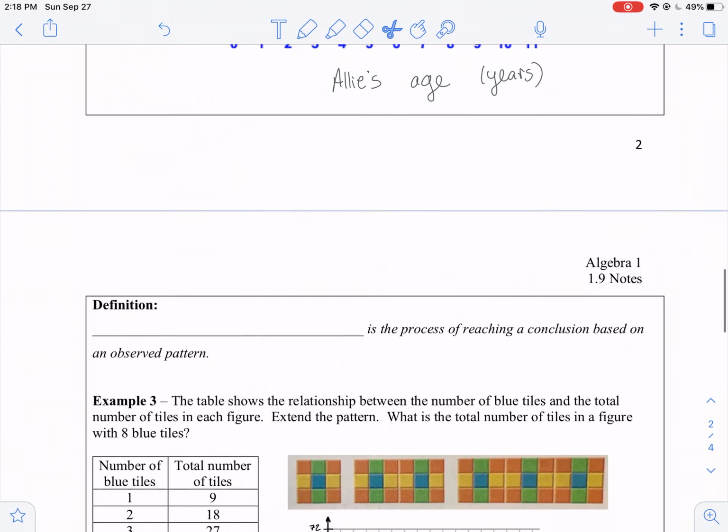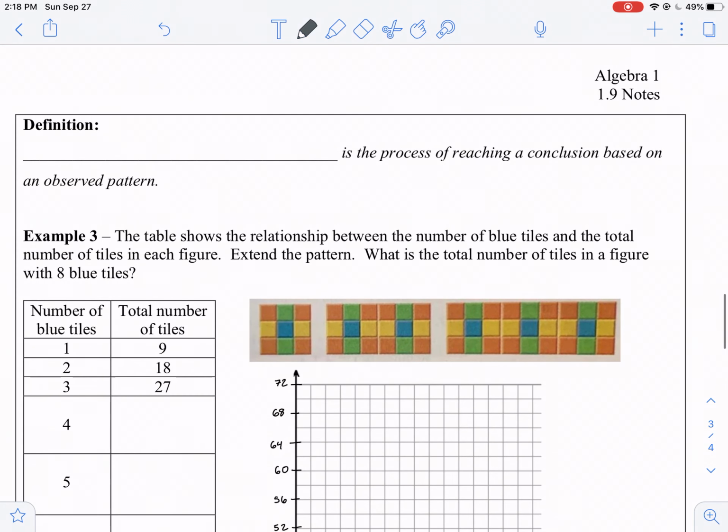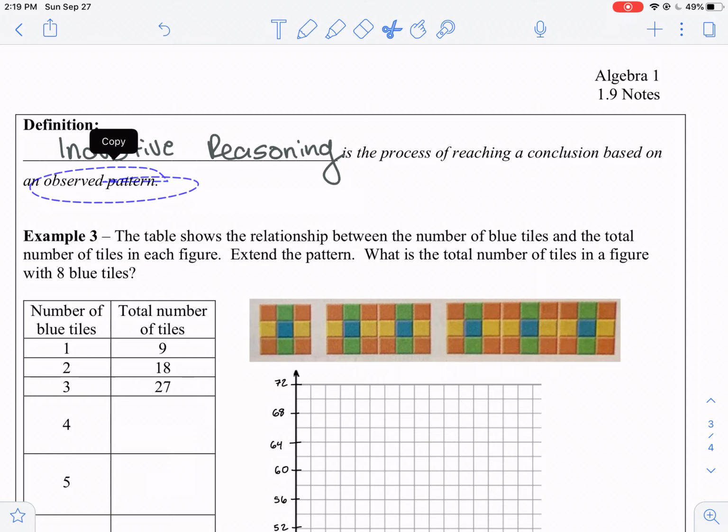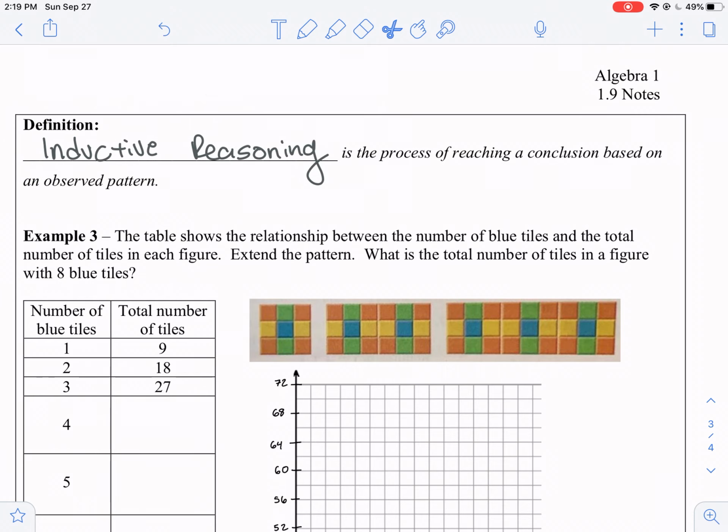Our final term of the day is called inductive reasoning. Inductive reasoning is when you induce. Isn't that helpful? I know it's not helpful. Basically, it's when you have some information and then you follow that pattern to make another inference, to make another conclusion.